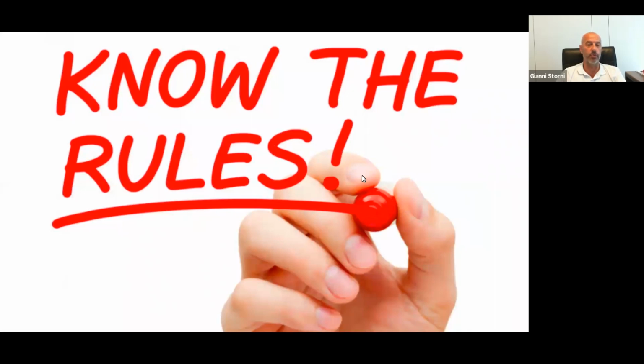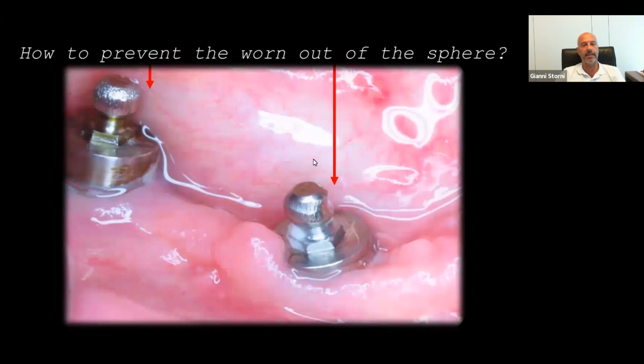But what is important is to know the rules, because the implants, every one has a direction, and it's very important to try to position the attachment correctly to have a long-lasting retention. So to prevent this kind of wearing of the sphere, because you see this is not a gold product, but is a titanium without any coating. It's not yellow, and if the attachment is not positioned correctly, the attachment may wear out. Okay, so that is important.